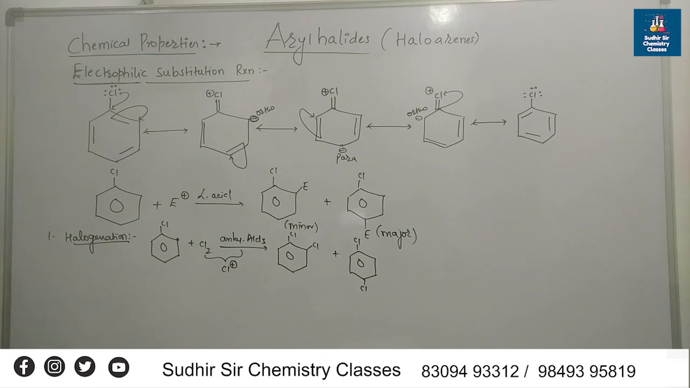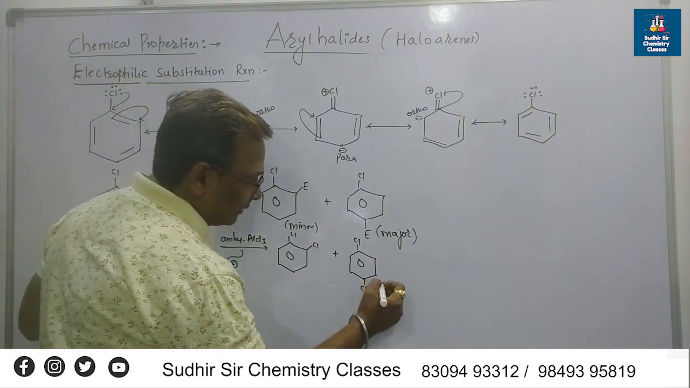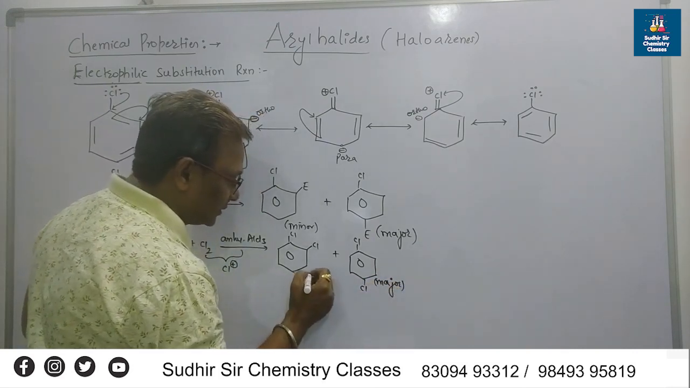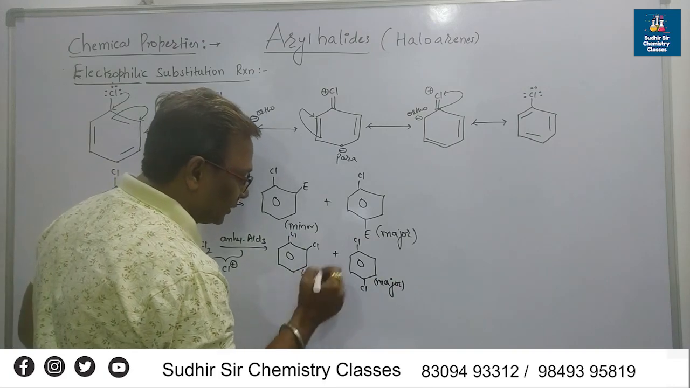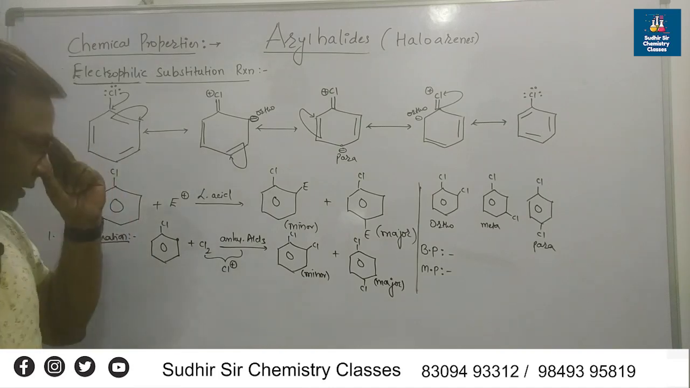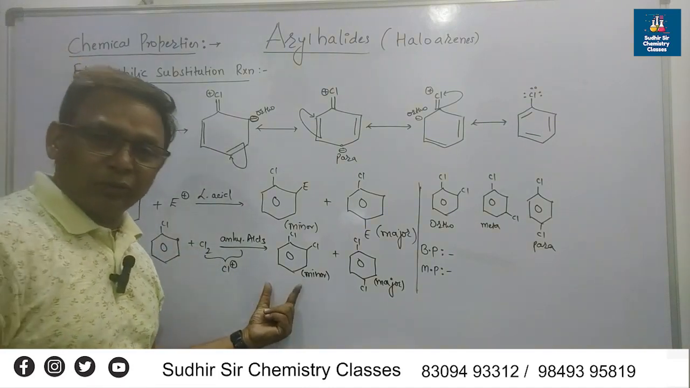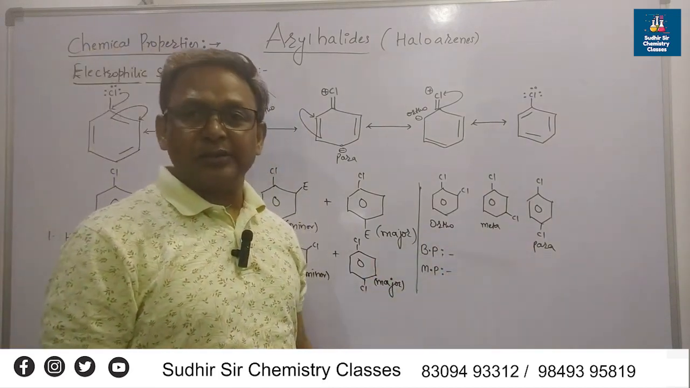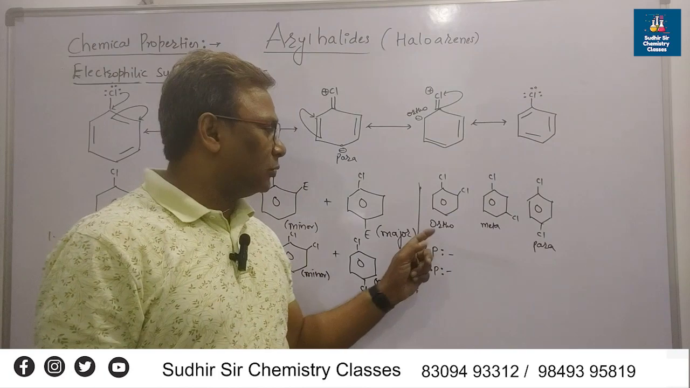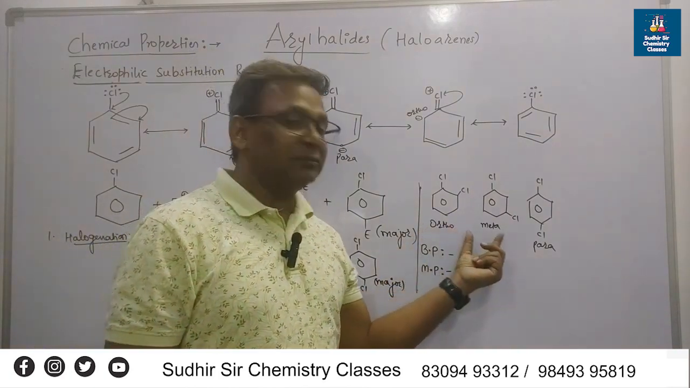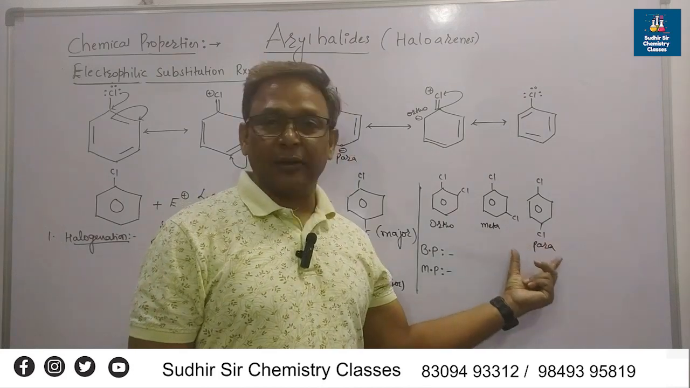Ortho dichlorobenzene and para dichlorobenzene. Among these ortho and para, I will say para is the major product and ortho is the minor product. But as we prepared ortho dichlorobenzene and para dichlorobenzene, in competitive exams they ask this question also: write the boiling point and melting point order of ortho dichlorobenzene, meta dichlorobenzene and para dichlorobenzene.